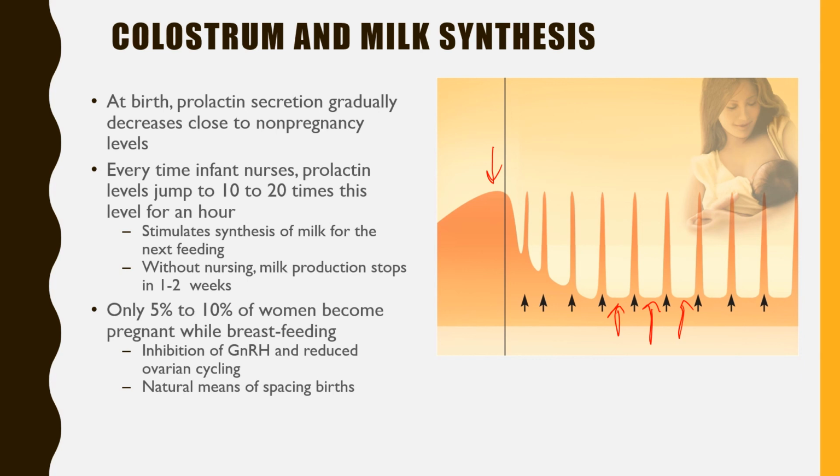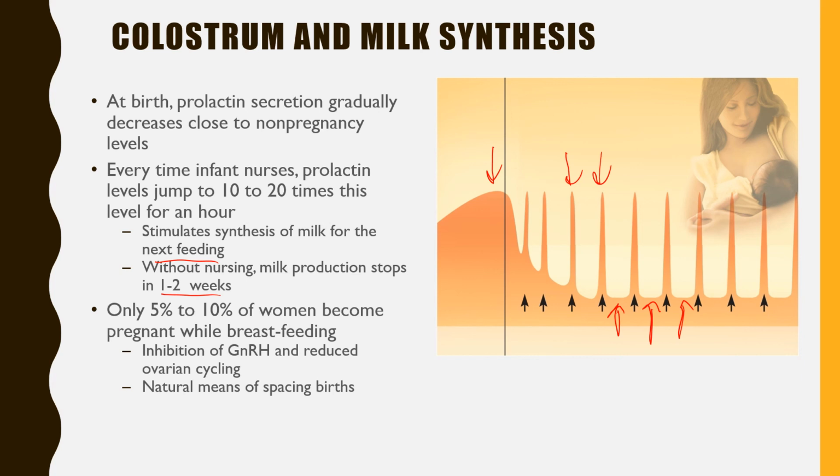However, every time the infant nurses, the prolactin levels will jump 10 to 20 times their normal level for about an hour or so. And that's what you're seeing with these spikes. Every time there's been any kind of nursing, that's triggering this stimulation, and prolactin levels rise sharply. This stimulates synthesis of milk for the next feeding, so it helps to synthesize and store more of the milk. However, without nursing, the milk production stops in 1 to 2 weeks, as I mentioned. All right, so the hormone levels drop lower and lower.